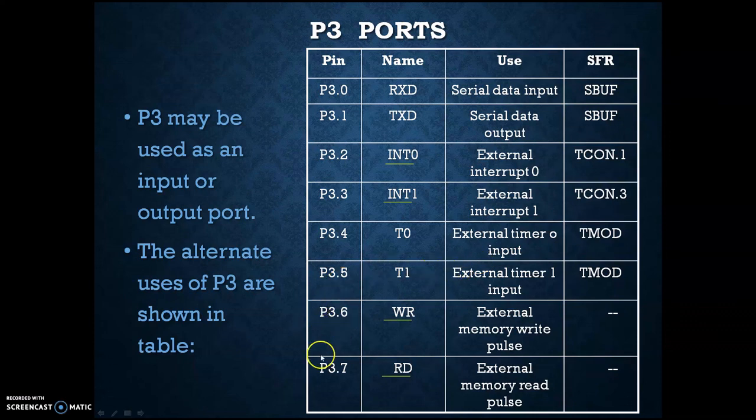And P3.6 and P3.7 denote write and read. Both are active low, so a bar will be there. The external memory write pulse and external memory read pulse are denoted by P3.6 and P3.7 respectively. So we have completed our pin description, the block diagram, and the basic difference between microprocessor and microcontroller. So we will see you tomorrow.